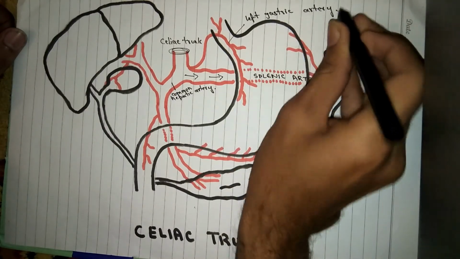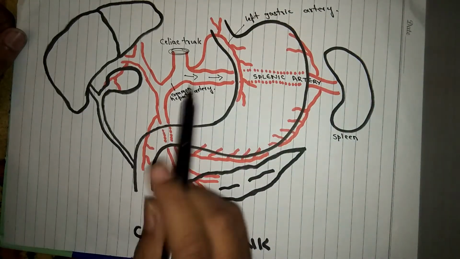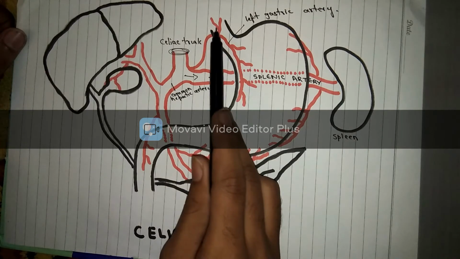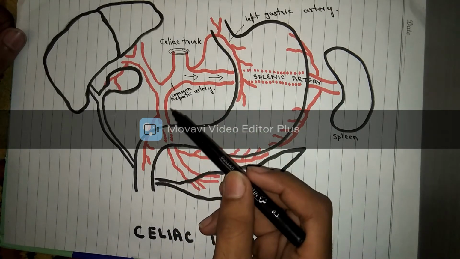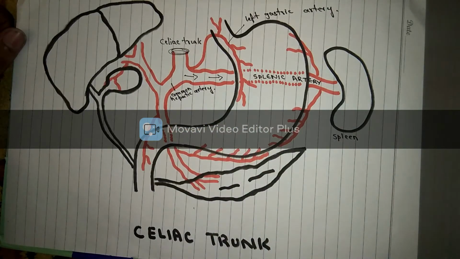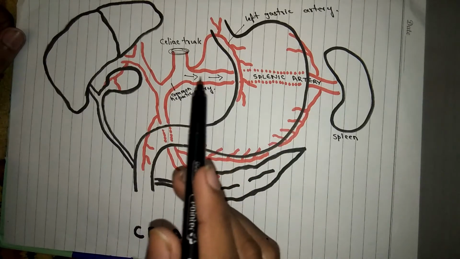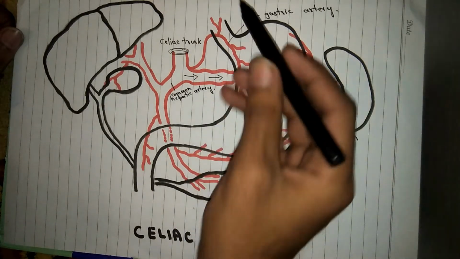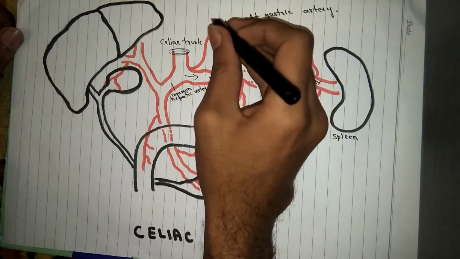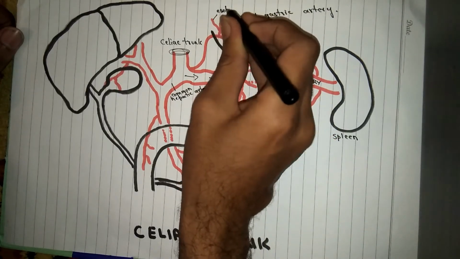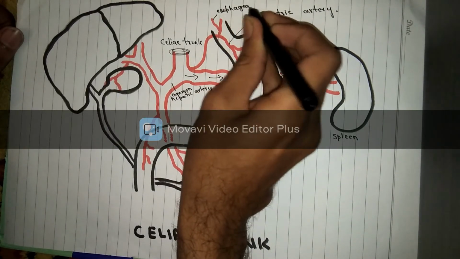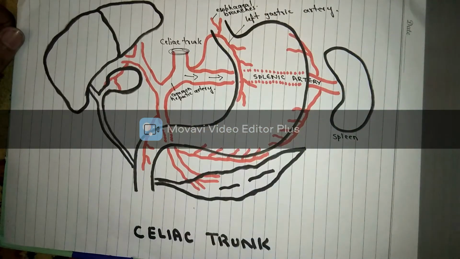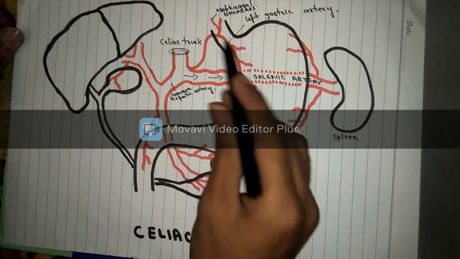Also from the left gastric artery, you can see some branches are arising and going upward, and these branches are supplying the distal part of the esophagus, which is above the stomach. So you can say that these are the esophageal branches, which are arising from the left gastric artery.